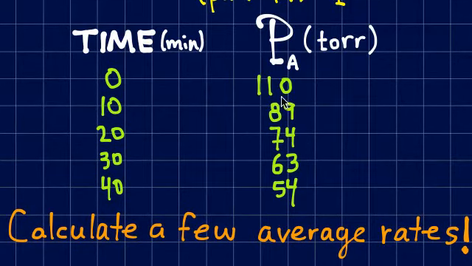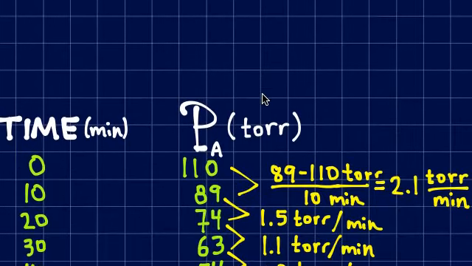I could do these two, I could do these two, I could do these two. I could even go from the beginning to the end, but that wouldn't be a very productive thing to do. In terms of describing the rate, we might want to be more detailed than that.